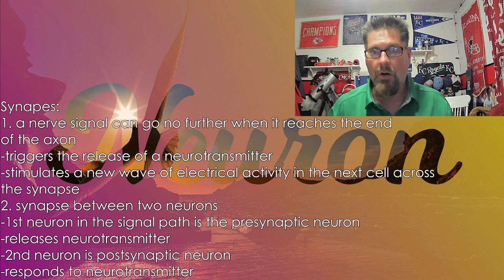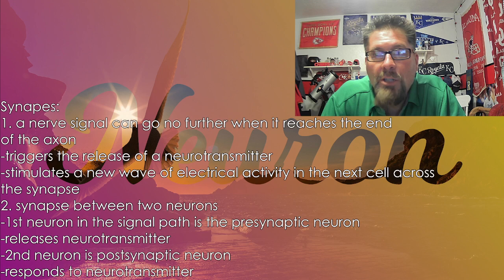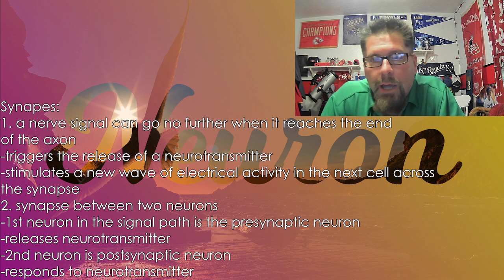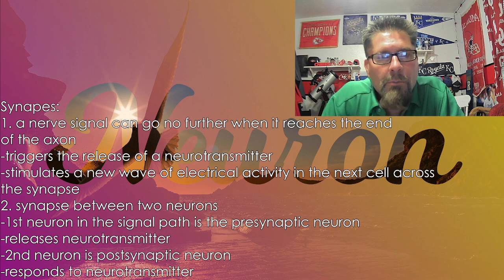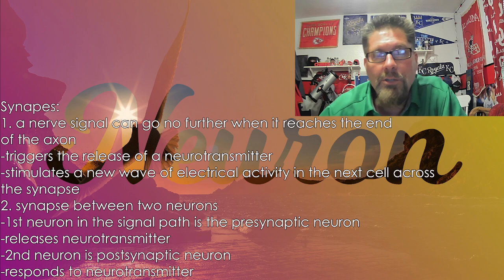Now this happens in a two-step process. It reaches the end of the axon on one neuron, and when that happens, it releases neurotransmitters, which we're going to talk about in their own video. And that's the way of sending the message to the next neuron. So the second neuron, the postsynaptic neuron, receives the neurotransmitters, and somehow in that process it understands what the message is and sends that on to the next neuron.